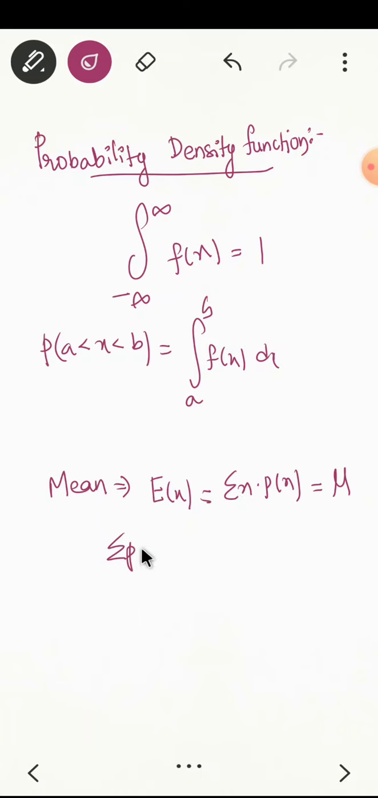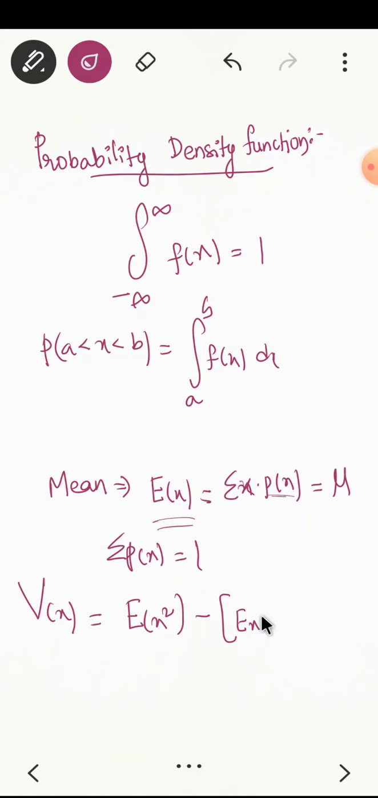Always remember that the sum of probabilities is equal to 1. The sum of all probabilities will be 1, and if you want to find the mean, just multiply each term with its probability, then you will get the mean. For variance, V of x is equal to E of x square minus E of x whole square. No need to worry about these formulas; while solving problems you will remember all of them.